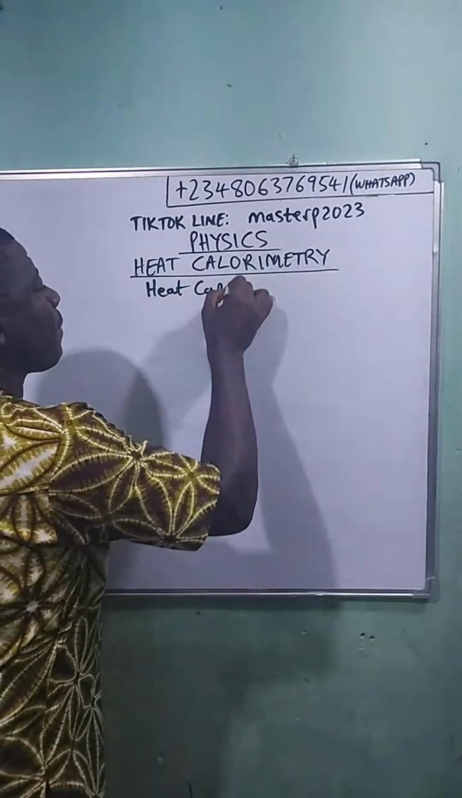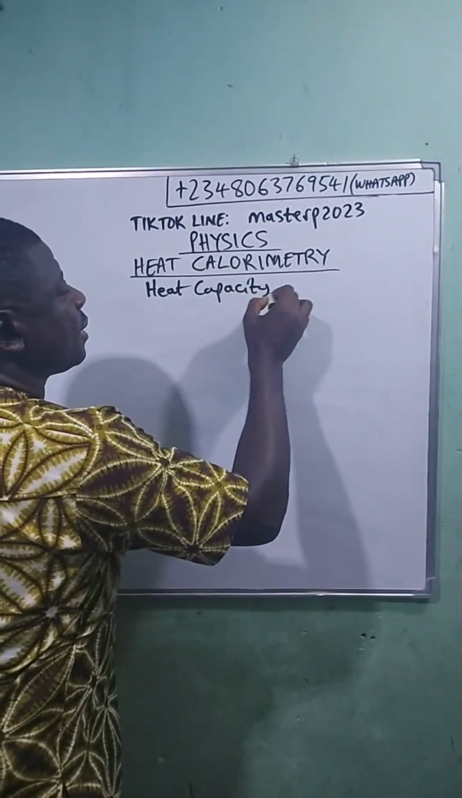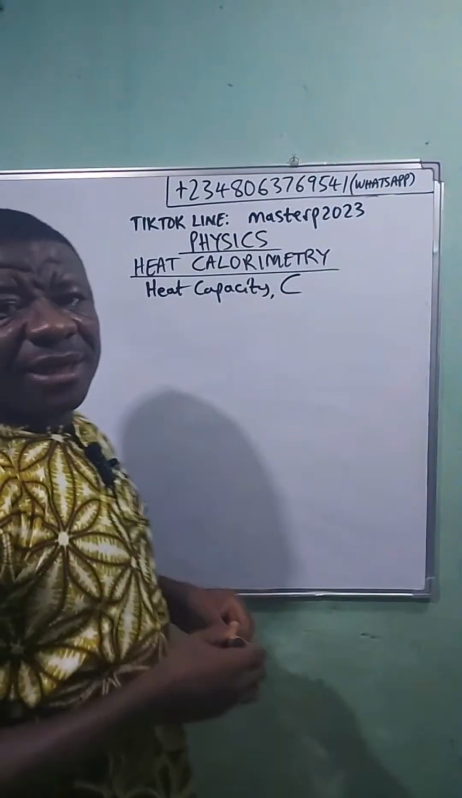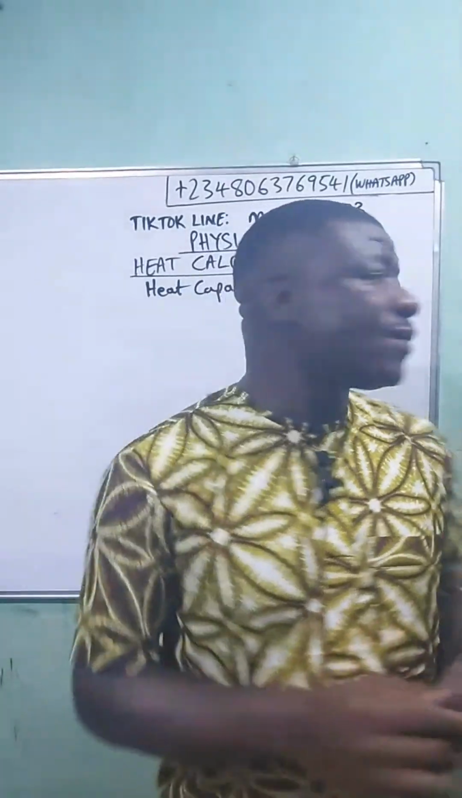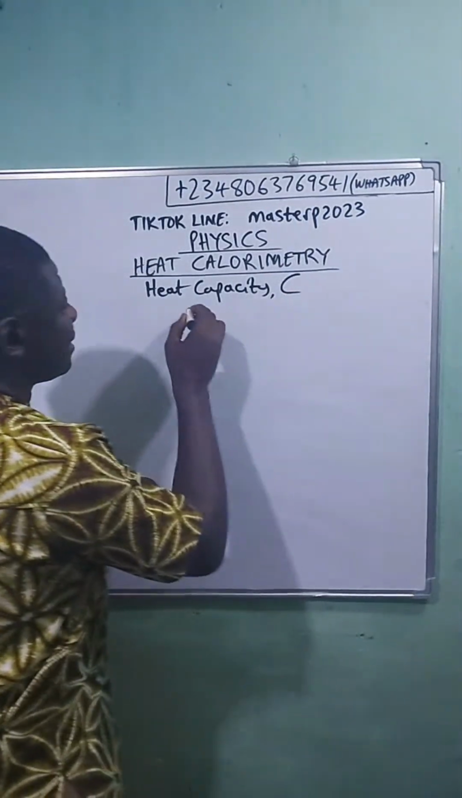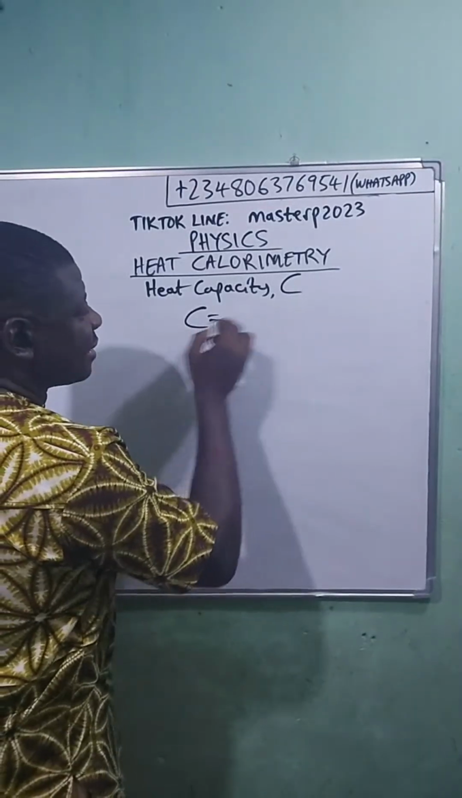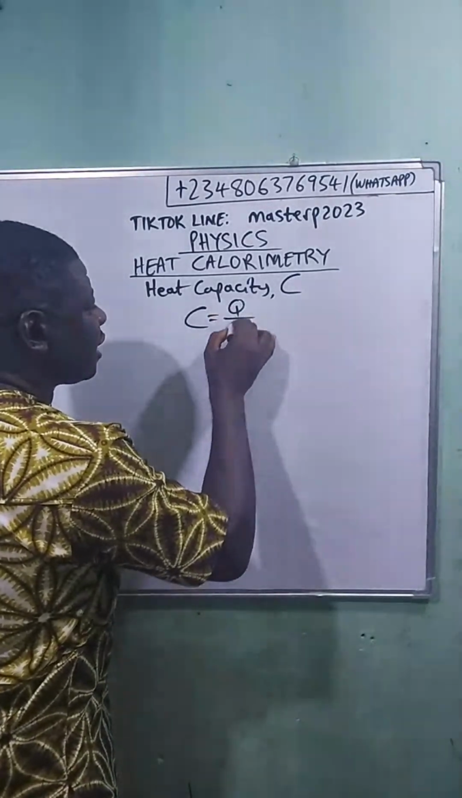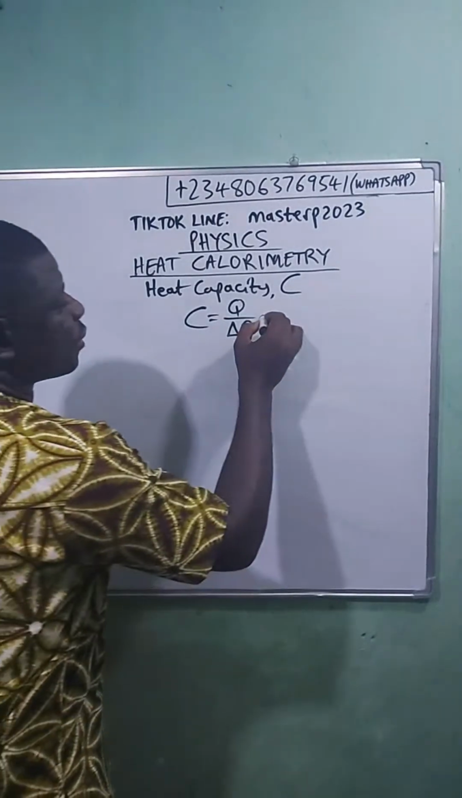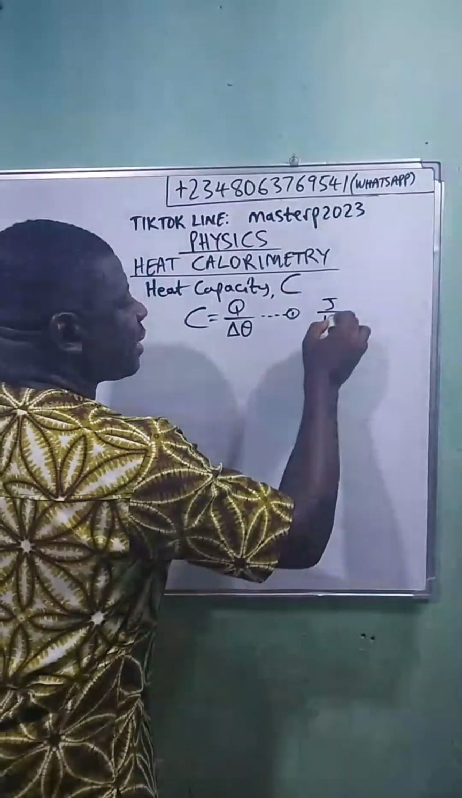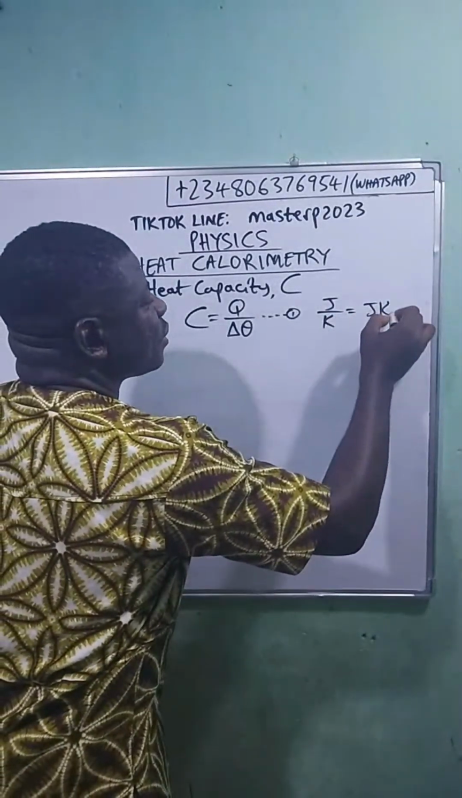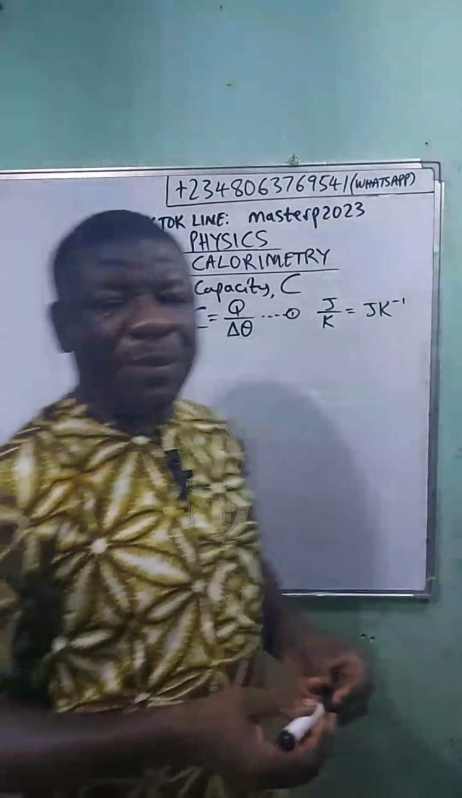Heat capacity is denoted as capital C. Heat capacity is the energy that is required to change the temperature of a substance by 1 degree Celsius or 1 Kelvin. So heat capacity C is equal to the heat energy required to change the temperature of a substance, divided by the change in temperature. Let's call this equation 1. Heat is measured in joules, and change in temperature is in Kelvin, so the SI unit is joules per Kelvin. That's the SI unit of heat capacity.